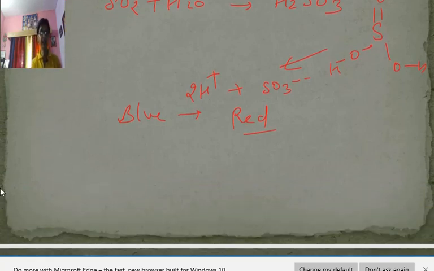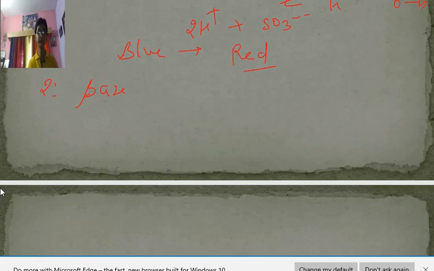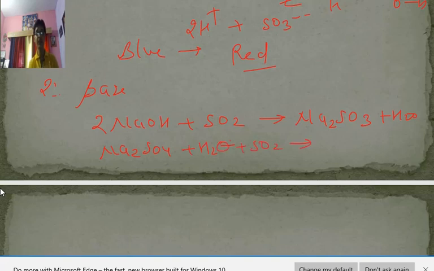Next is reaction with base. Two popular bases. One is sodium hydroxide with SO2. When sulfur dioxide gas is passed in aqueous sodium hydroxide solution, it forms sodium sulfite plus H2O. If sulfur dioxide gas is passed continuously, what will happen? It reacts again and forms 2NaHSO3, sodium hydrogen sulfite.